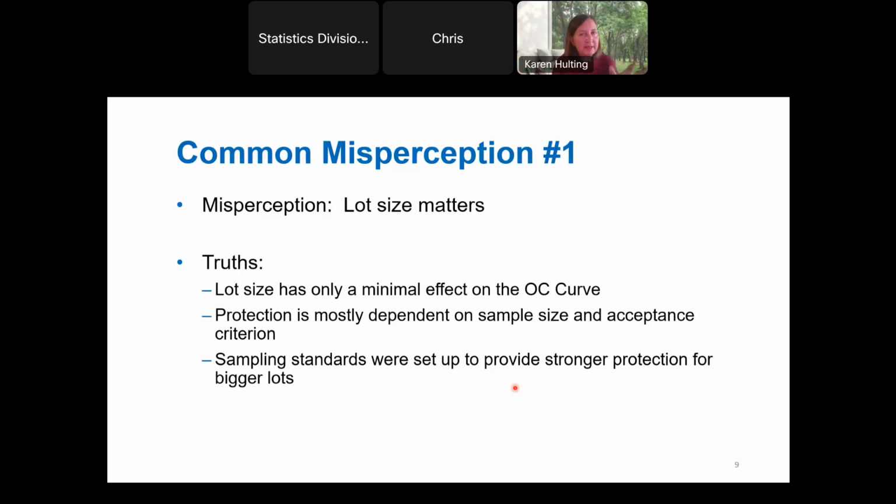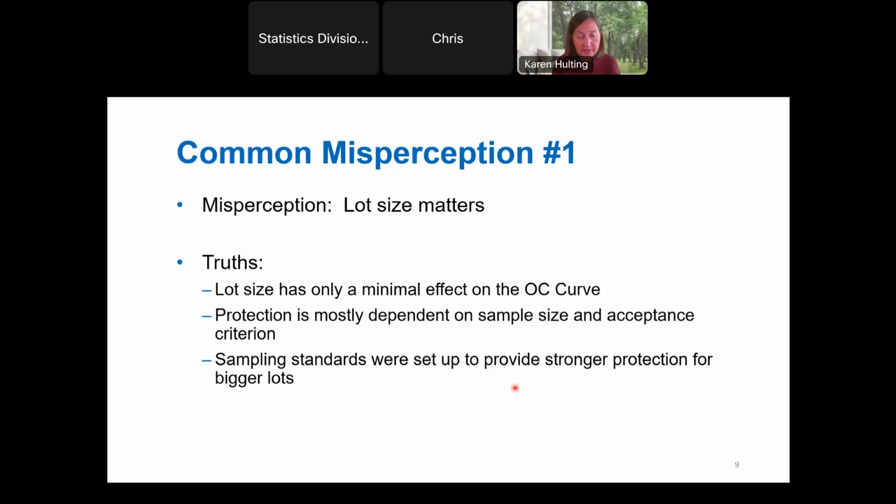It has a minimal effect, and folks who have used this technology more will know that there are a couple different ways to do the calculations. And so that little adjustment will shift the OC curve just a very small amount. And you can run those calculations in some of the software programs, and you can see that it doesn't change the OC curve very much. It turns out that all you need to know for the OC curve is what's the sample size and the acceptance criterion, not what the lot size was.